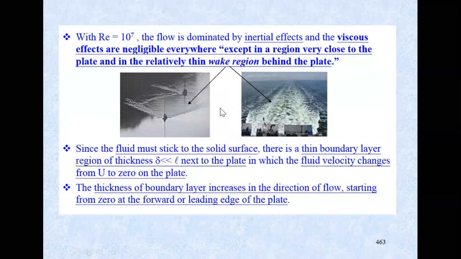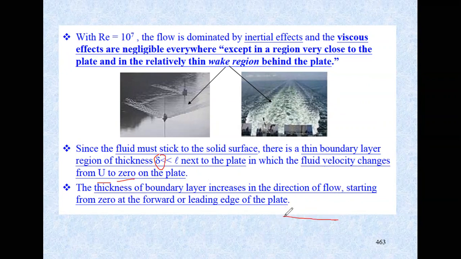So this is an example of wake regions. Since the fluid must stick to the solid surface, no slip conditions, there's a thin boundary layer region of thickness delta. So we actually introduced a new term over here, boundary layer thickness. I believe you have learned that when you analyze the boundary layer concepts, which is much, much smaller than the length, in which the fluid velocity changes from U to 0 on the plate, no slip conditions. And the thickness of boundary layer increases in the direction of flow.